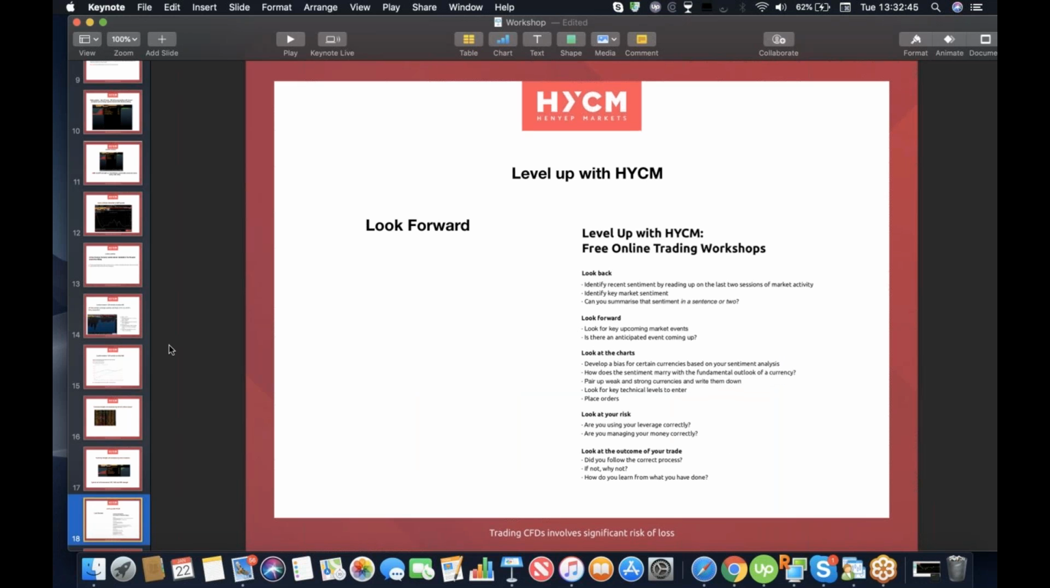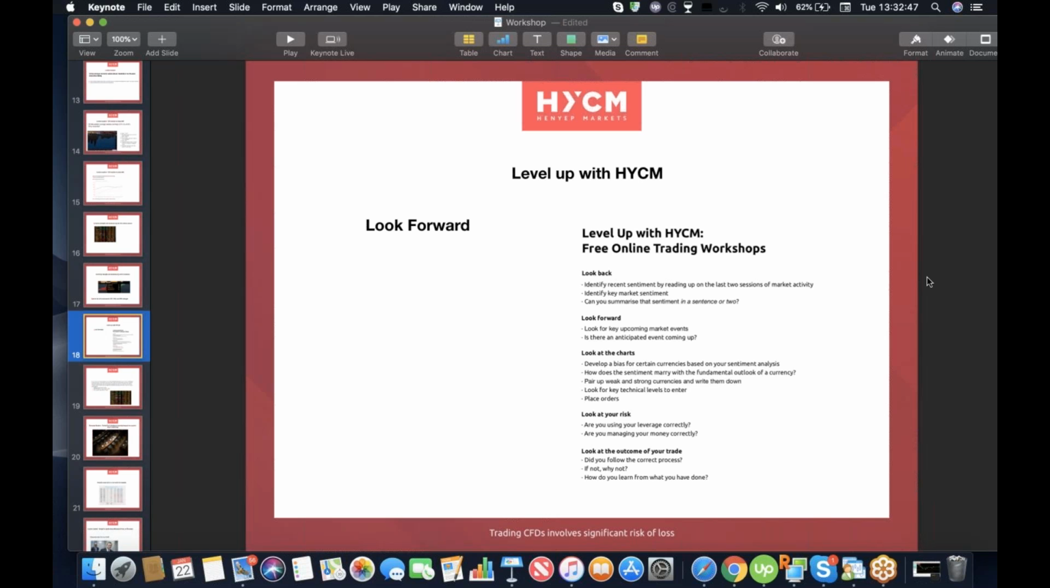Looking forward, now we've looked back. So we now have a really good environment, don't we? We know we're in a risk-off environment. We know the weak and the strong currencies, and we know why they are in that current situation.